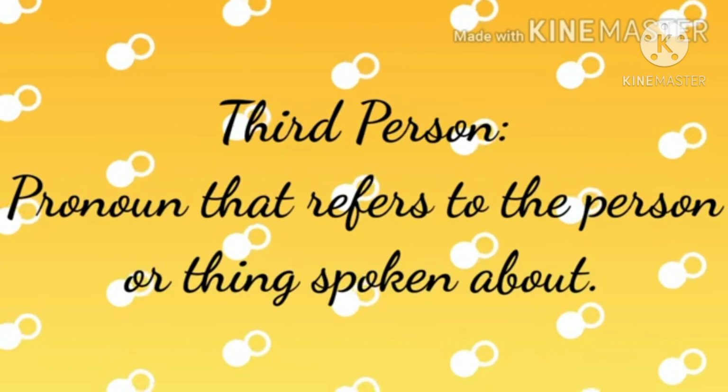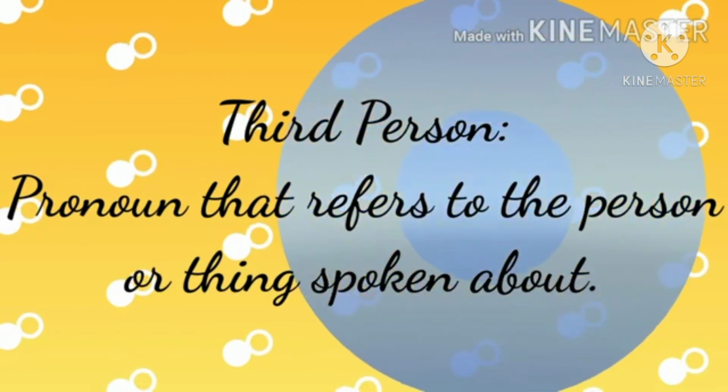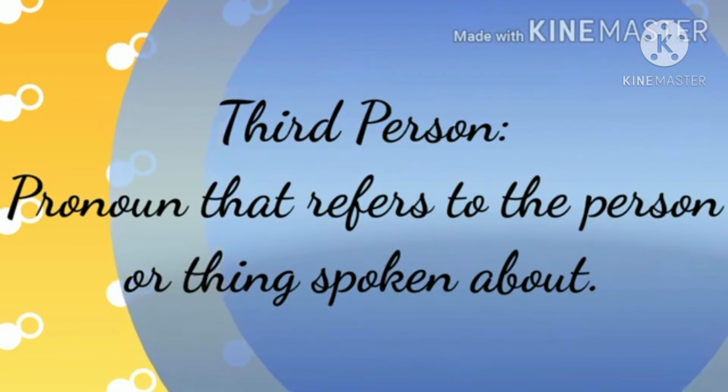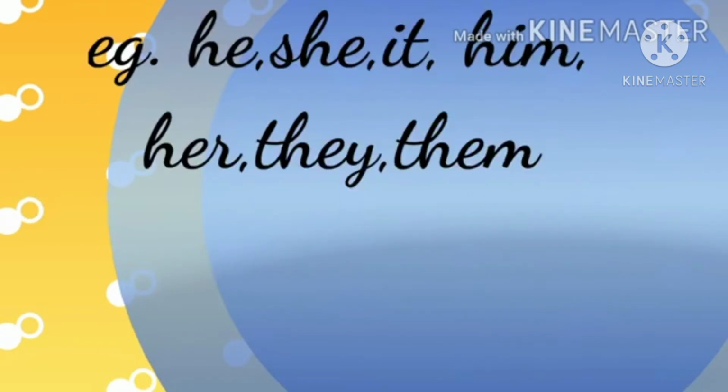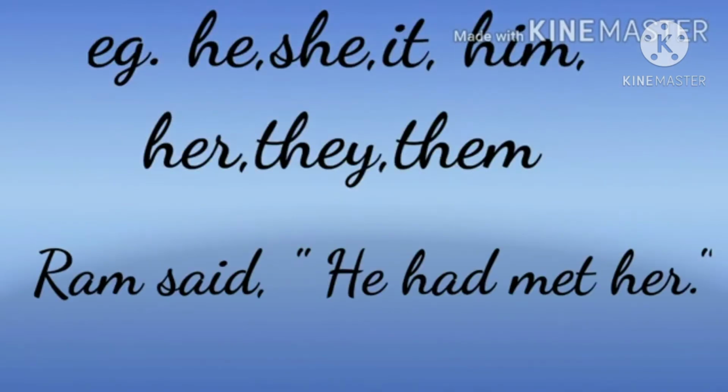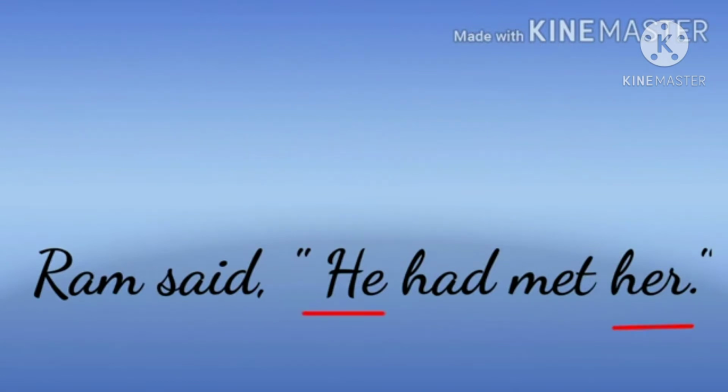Next one, third person pronoun. Pronoun that refers to the person or thing spoken about. That is third person pronoun. Example, he, she, it, him, her, they, them. Here, which is the third person pronoun, children? Ram said he had met her. Here, he and her are the third person pronouns.